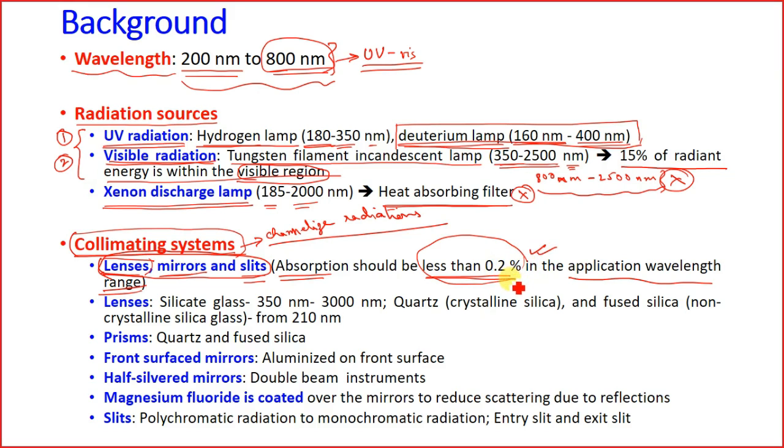Because if there is a greater absorption of the radiations by these collimating systems, there are certain disadvantages. What are the disadvantages? The amount of the incident light which will be required for analyzing the system will be higher. So it will be consuming a lot of energy. It is not energy economical.